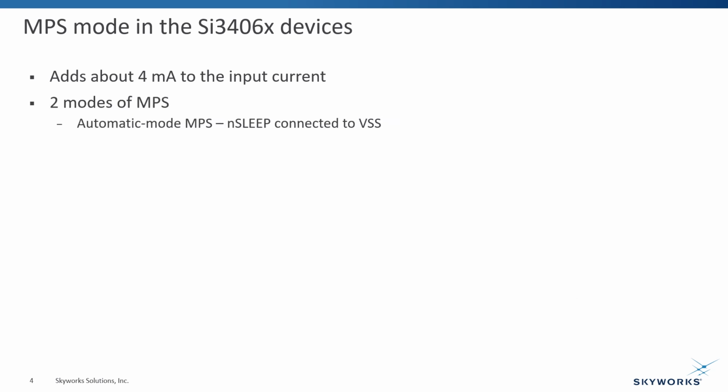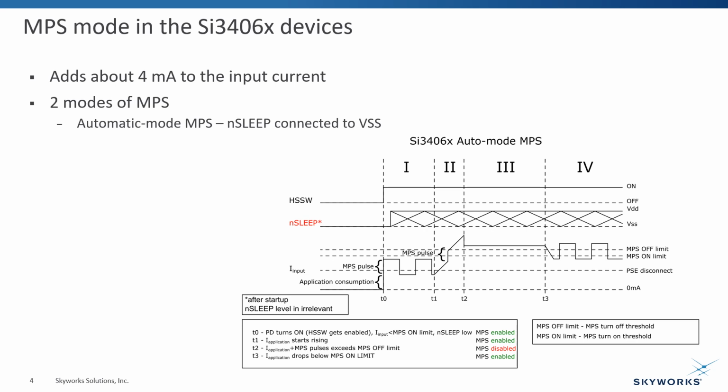This diagram shows the MPS sequence of the Si3406x devices in automatic mode. As the UNSLEEP pin is connected to VSS at T0 when the hot swap switch turns on, and the current consumption is below a certain threshold, the IC starts to provide the MPS pulses at certain time intervals by adding 4 mA to the input current consumption. The application consumption starts to rise at T1 and it reaches the MPS off threshold at T2. The IC detects it and switches off MPS pulse generation. If the overall consumption falls below the MPS on level at T3, the MPS generation is started again.